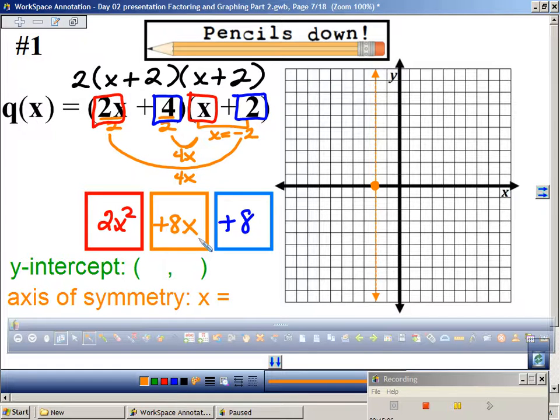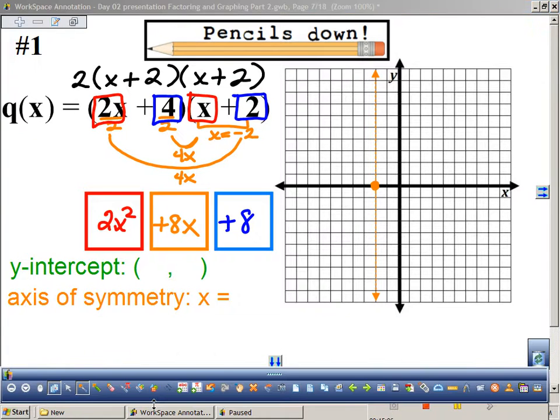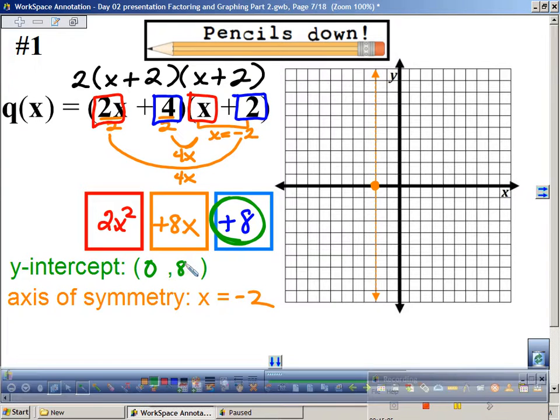So the final thing I want to do is I want to find that y-intercept. Our axis of symmetry is at -2. My y-intercept is this last one here, right? So 0, 8. 0, 8 is right here. Since this is my axis of symmetry, that means there must be a point on the other side that's symmetrical, and I have my graph.